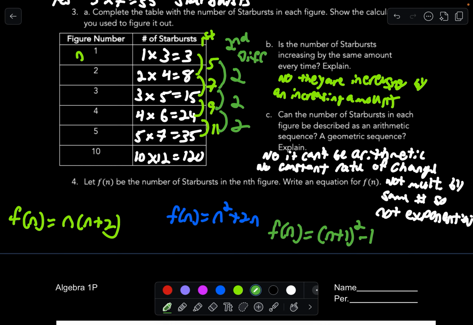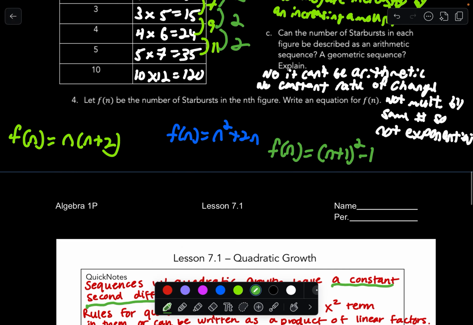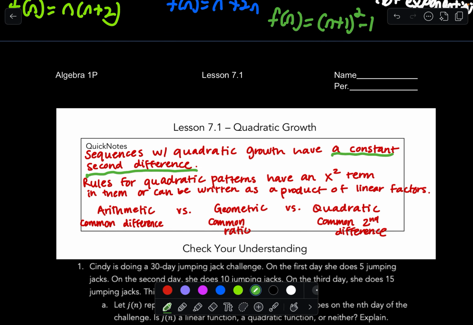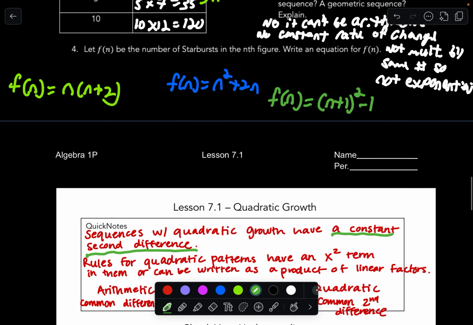All right? So you see this is the second difference. Why is it called the second difference? Because the second difference is the differences of the first difference. Okay? And so quadratic growth has a constant second difference. Rules for quadratic patterns have an x squared, something you should see. From right here, you get x squared. That makes it quadratic.